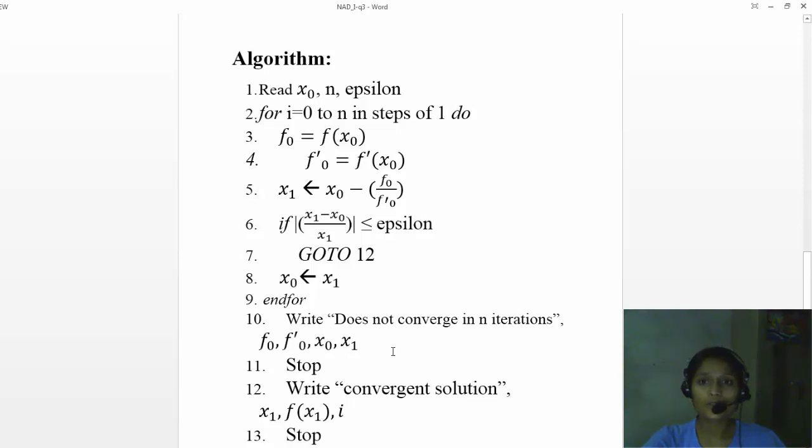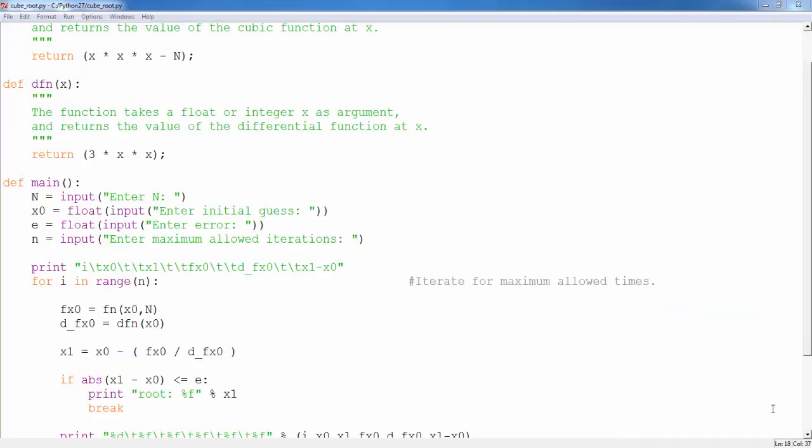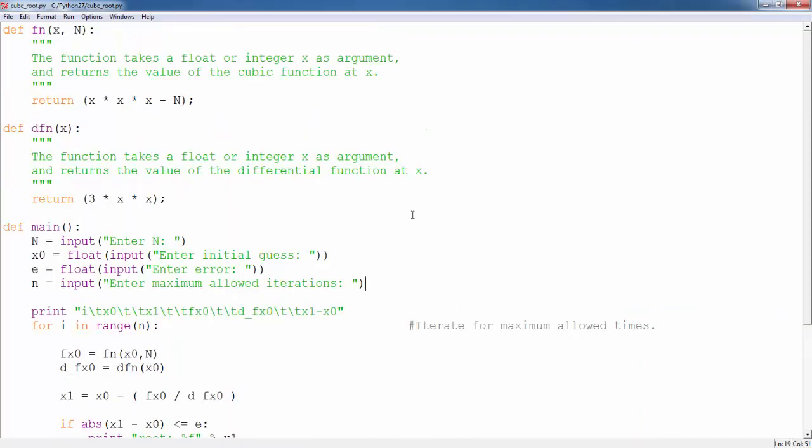We can also use this for finding square root. We can try for that. Let's see the program for this. Here is the program for the algorithm we saw. I have written the program so specifically that I can find the cube root. So I have defined some functions like this. The first returns the cubic function value at x. Second is the differential function value at x.